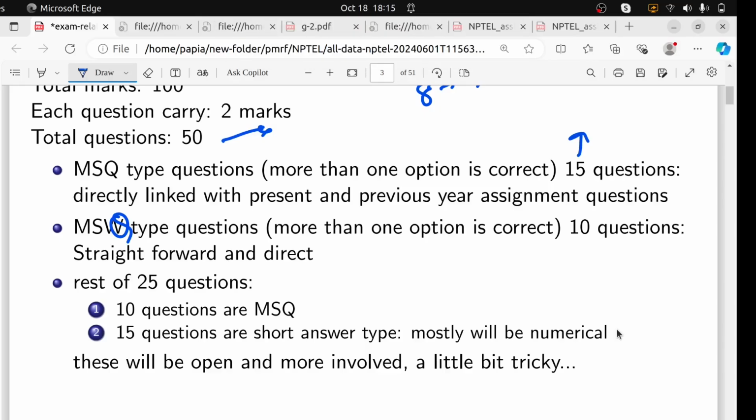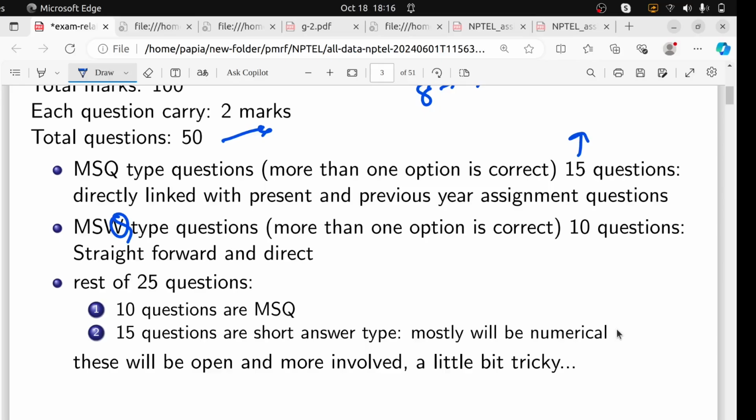Numerical means there will be some mathematical problem and you have to solve the problem and write the answer on the screen. So these are the 50 questions I'm talking about. If you have any doubt regarding those 50 questions, just unmute yourself and let me know.